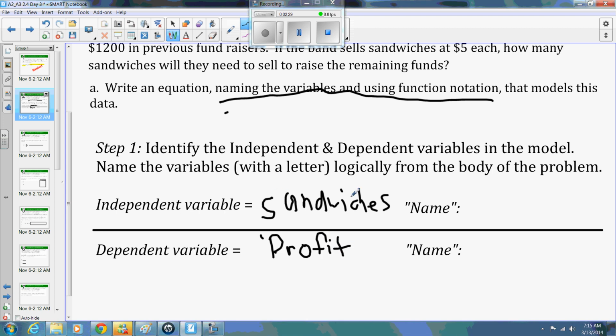Okay, right. So we need to name these independent and dependent variables, right? So how am I logically going to name this independent and dependent variable, coming up with a letter? Well, easy. Sandwiches. I'm going to choose s. The dependent variable, profit. I'm going to choose P. Note that for the dependent variable, I have an uppercase P, okay? And then for the independent variable, s, I have a lowercase letter. That is the notation. You'll see how that works a little more in a second.